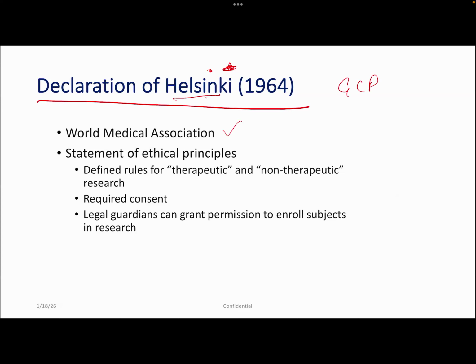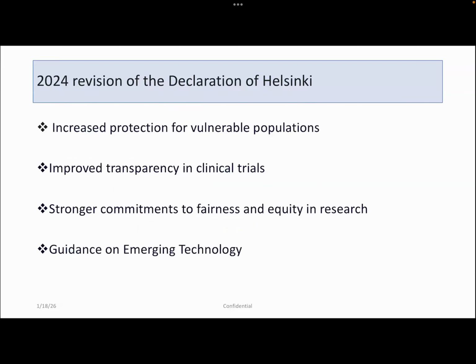What are the statements? They defined the rules for therapeutic and non-therapeutic, basically observational, studies. They again gave a lot of emphasis to consent. And this is something new they added: a legal guardian, like a parent, husband, or wife, depending on who has legal rights, can give permission to enroll a subject, but there were conditions. This Declaration of Helsinki also got revised in 2024. Now, what are the highlights of the revision?